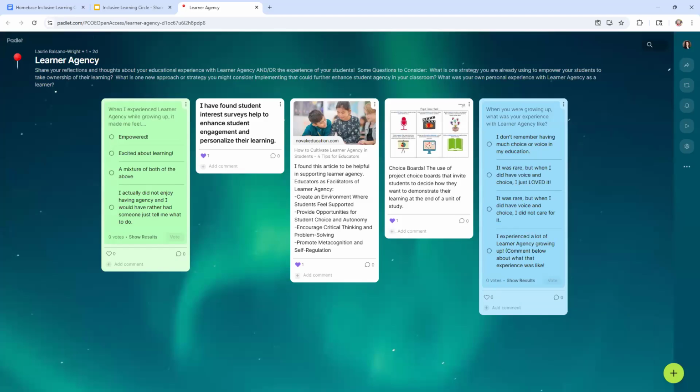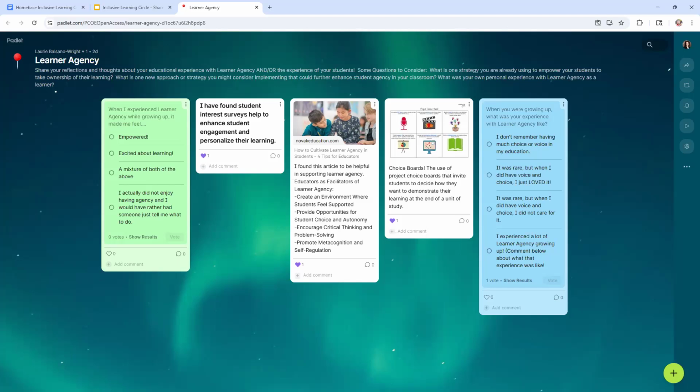But the questions that I want to pose really, and you can think of these three questions, or you can think of your own that is learner agency related. What is one strategy that you're already using to empower your students to take ownership of your learning? Or if you're an instructional leader, maybe what's a way that the teachers at your school are empowered to make decisions and choices that might otherwise belong to an instructional leader? What is another strategy you might add or something you might change in order to increase agency? Or what was your own experience with learner agency?